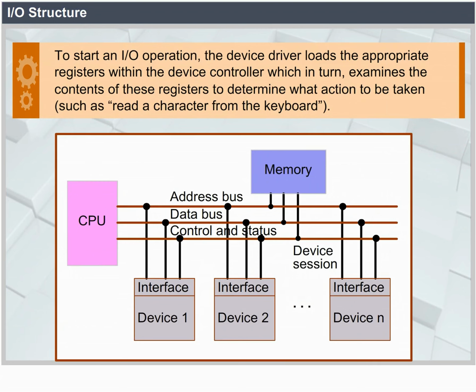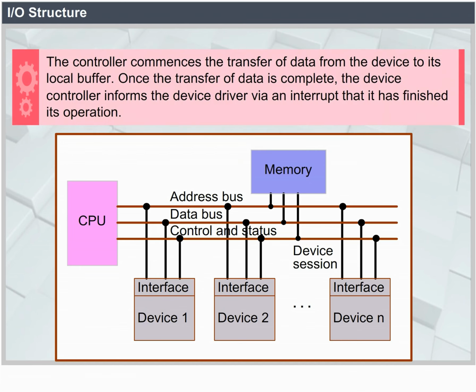The device controller, in turn, examines the contents of these registers to determine what action to take, such as read a character from the keyboard. The controller starts the transfer of data from the device to its local buffer.